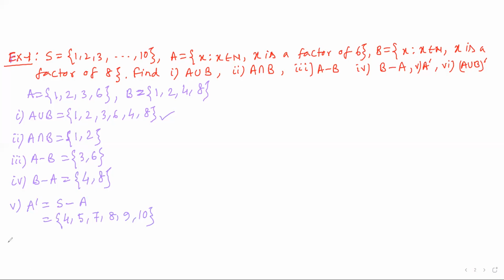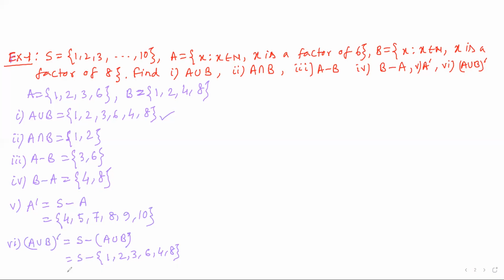Now I'm coming to part 6. Part 6, we have to calculate A union B whole complement. A union B whole complement means we have to remove A union B from the universal set. That is S minus A union B. A union B we have already got. A union B contains 1, 2, 3, 6, 4, 8. These are the elements of A union B.